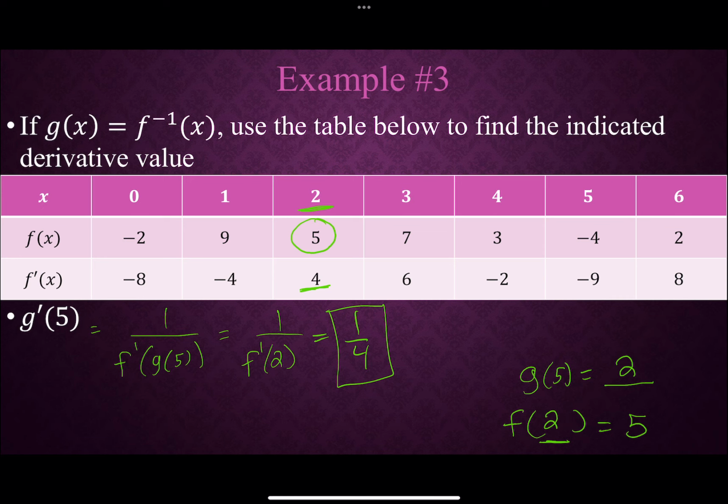All the information is right there. The key is just making sure you don't get distracted or pick the wrong number. You kind of get trapped almost. So let's take a look at another example.